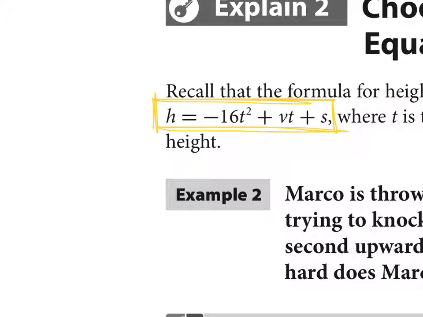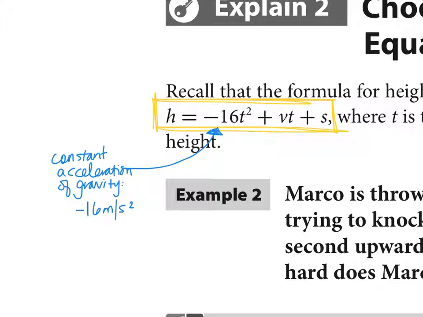And there's some things there that you need to know. And you'll learn this later on in high school also, but this -16 right here, that's the constant acceleration of gravity. And basically that means that like the weight of something, just gravity itself, is going to cause something that you drop to increase at a rate of -16 meters per second squared.